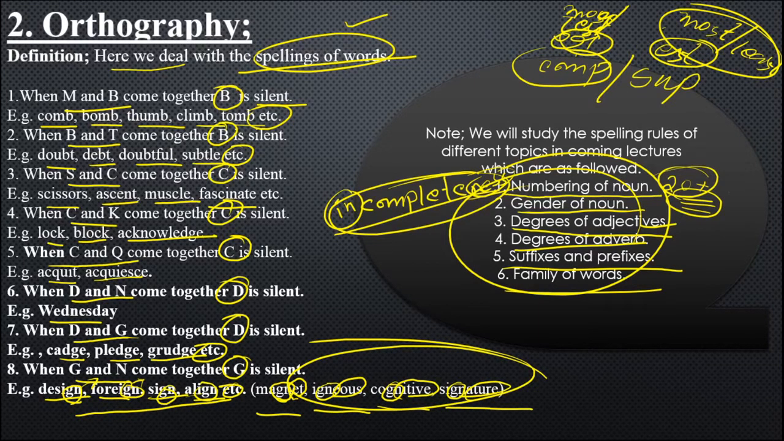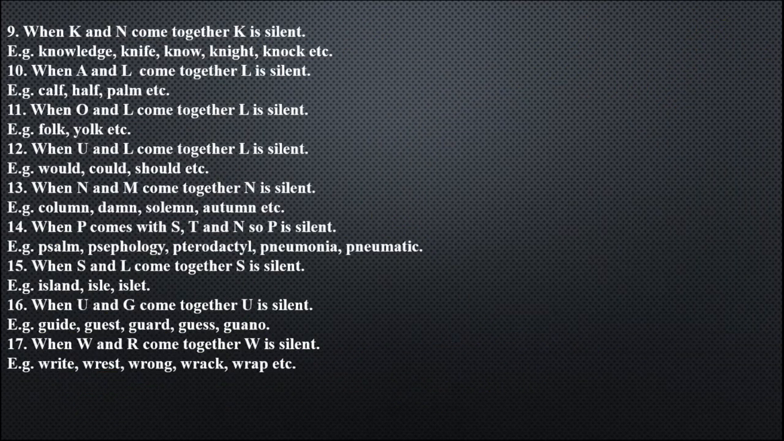Okay, let's discuss the ninth one. When K and N come together, keep in your mind, you are not going to pronounce K. Like we say knowledge, knife, no, night, knock, etc. And when A and L come together, you are not going to pronounce L. We say calf, half, palm, etc. And when O and L come together, you are not going to pronounce L. We say folk, yolk, etc.